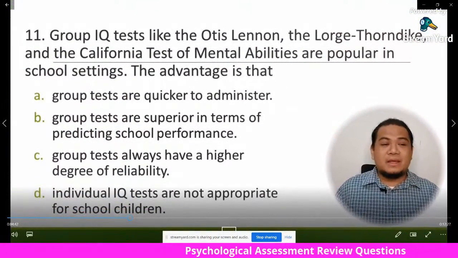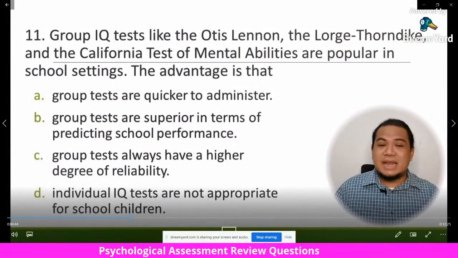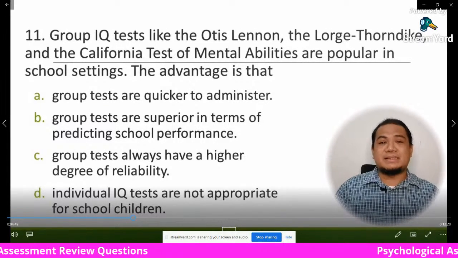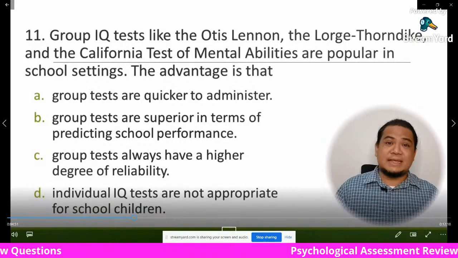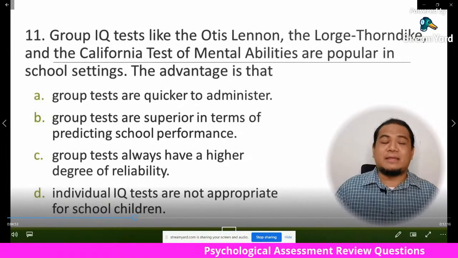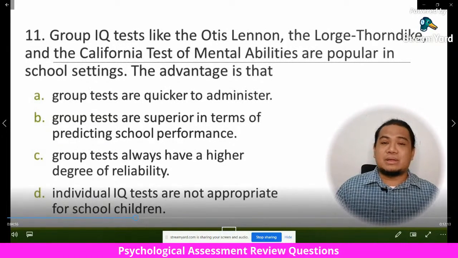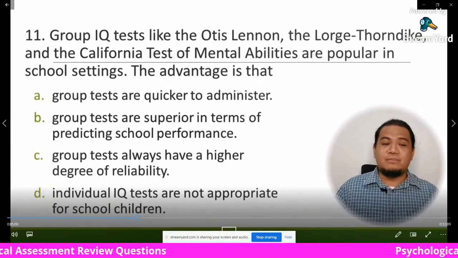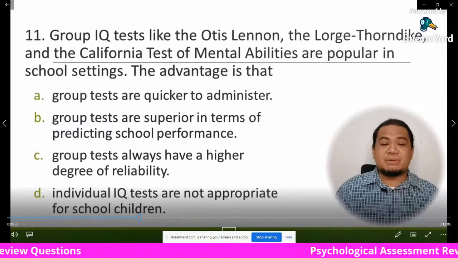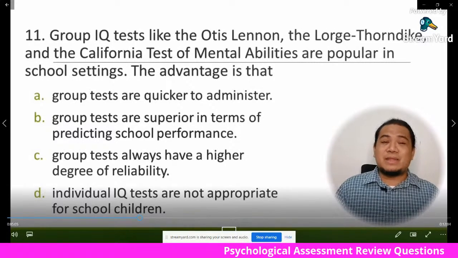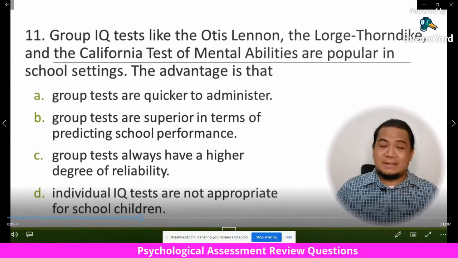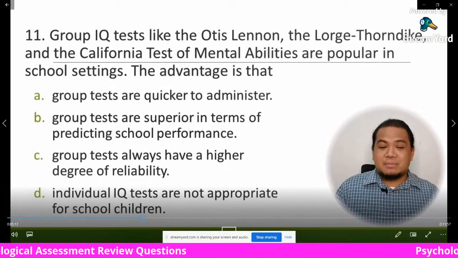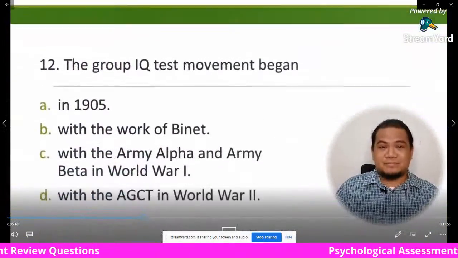Number 11, group IQ tests like the Otis-Lennon, the Lorge-Thorndike, and the California Test of Mental Maturity are popular in school settings. The advantage is that: A. Group tests are quicker to administer. B. Group tests are superior in terms of predicting school performance. C. Group tests always have a higher degree of reliability. Or D. Individual IQ tests are not appropriate for school children.